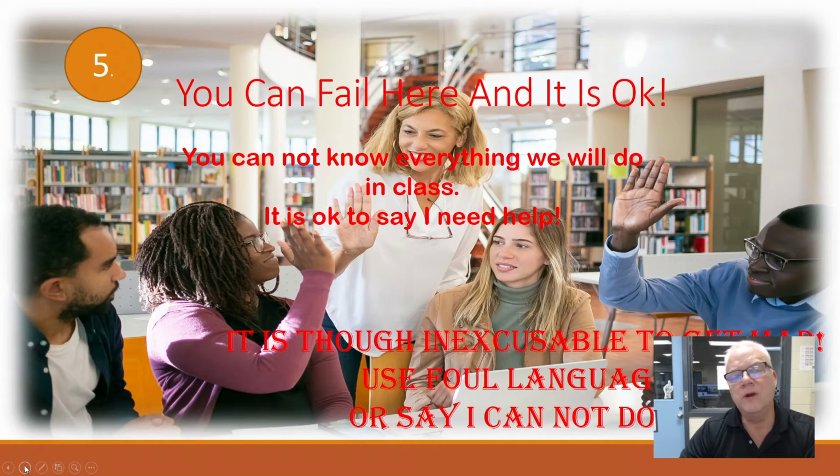So one of the things about failing that people get wrong all the time is you're not going to know how to do everything in this class. You didn't know how to tie your shoes when you first started to do it. It was hard. You had to learn how to do it. And it's okay to say I need help or to work with the people on your team. It's not excusable to get mad, okay? So if you feel like you're really getting mad, you're getting really upset, you may need to stand up. You may need to take a second, go get a drink, do something like that. And walk it off. Using foul language because you're mad is never acceptable, and that will require me to take action.